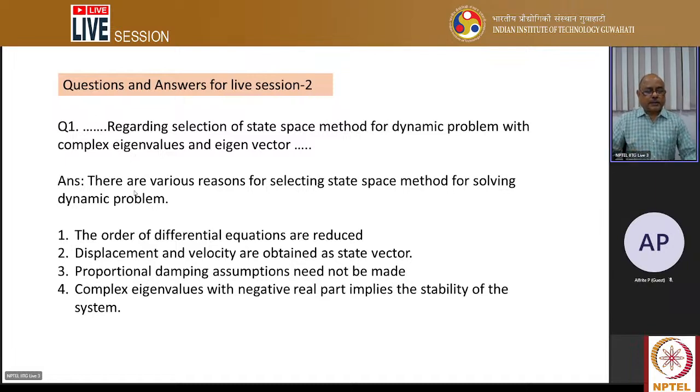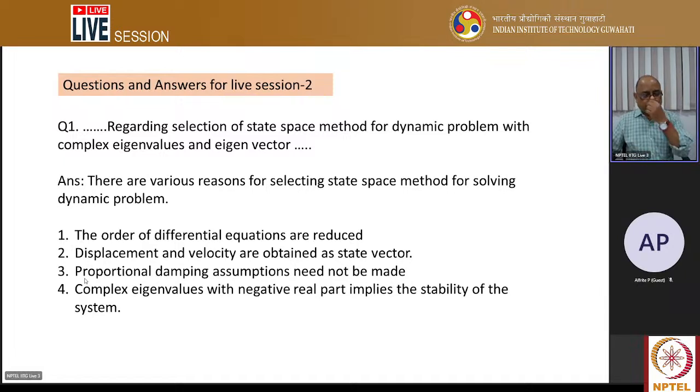But there are certain advantages that I have listed, and therefore people prefer this state-based method of solution also. So the reasons are, the order of differential equations is reduced. From second order, it is reduced to first order. Therefore solutions are simpler, because for a first order system, the impulse response function is also simple. The complex frequency response function is also simple.